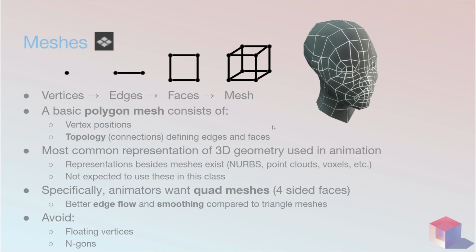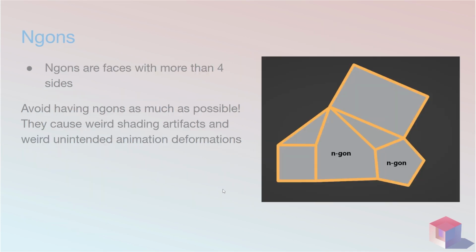So what is all this terminology that I just threw at you? This is what an n-gon is. N-gons are faces with more than four sides. So you see in this image here, you have this quad, this square here, right? A quad, quadrilateral, has four edges. This is a tri, like a triangle. These are generally okay and what you want. Tris are kind of iffy, but they're okay if you have to. But you generally want quads.